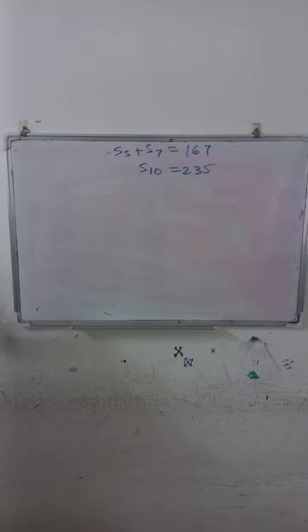Where Sn denotes the sum of first n terms. If in an AP, S5 plus S7 is equal to 167 and S10 is equal to 235, then find the AP where Sn denotes the sum of n terms. Okay, so copy this and try to apply the logic. How can we solve this?